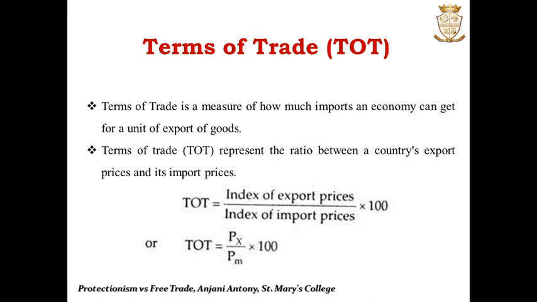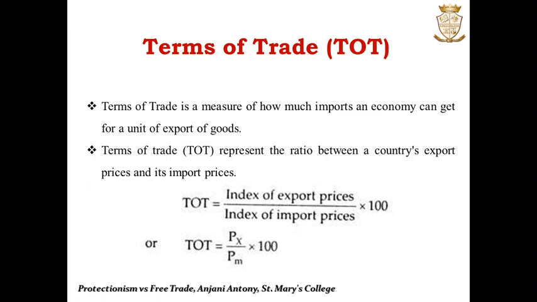It simply represents the ratio between a country's export prices and import prices, and the formula which is used to find terms of trade is index of export prices divided by index of import prices into 100. So while calculating this TOT, you should note one thing, that is, if TOT is more than 100, it means the TOT is improving, and if it is less than 100, it means the TOT is worsening.